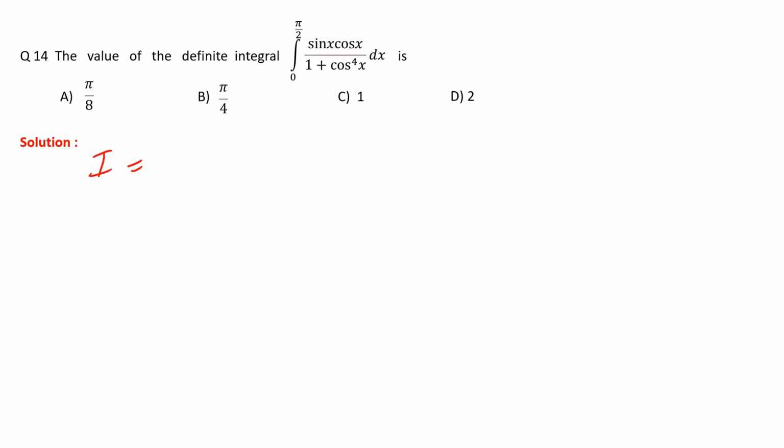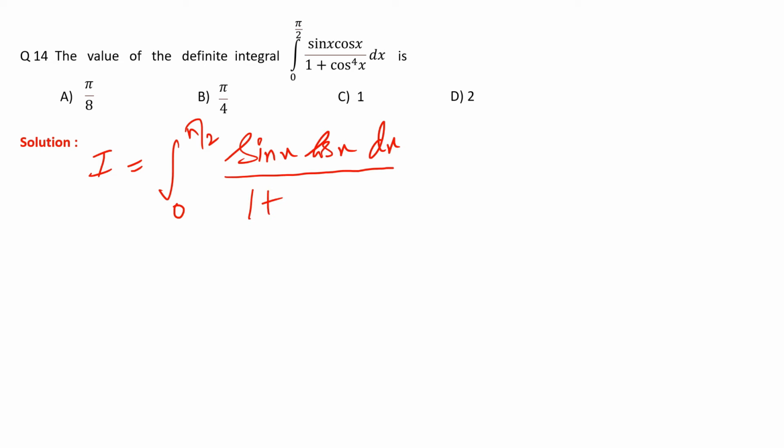Two ways are coming to my mind right now to solve this problem. You can solve it in at least two ways. One is you can divide the numerator and denominator of this integral by cos x to the power 4.